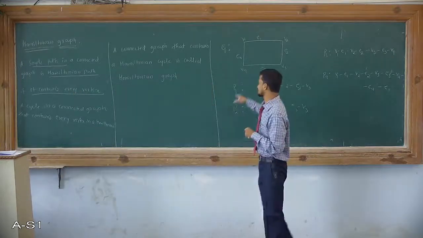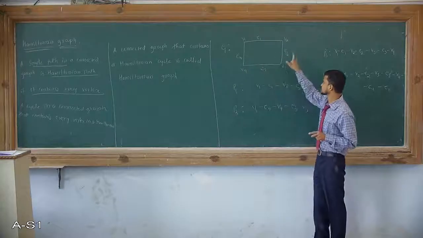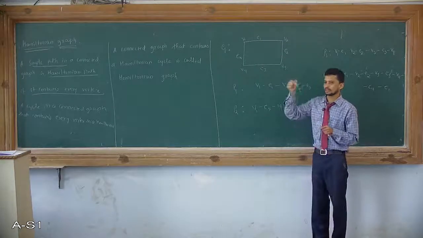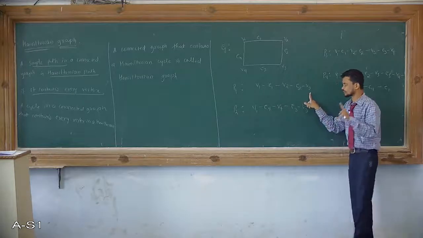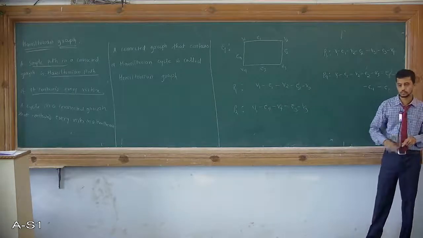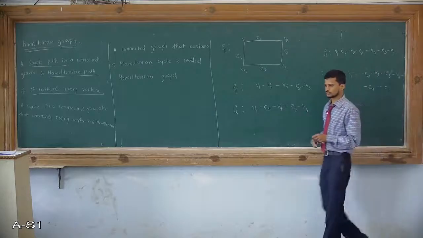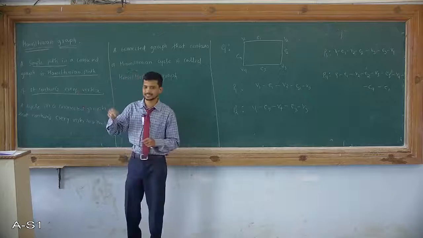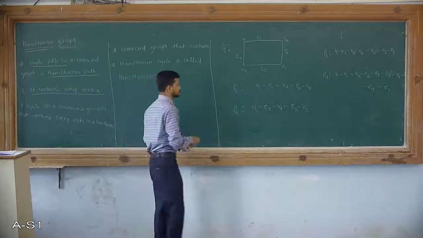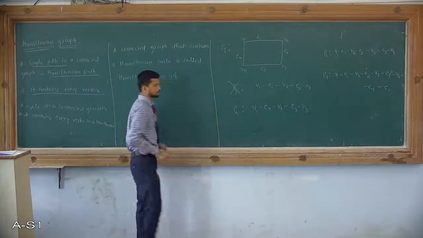How many vertices are there in this graph? There are 4 vertices, V1, V2, V3, V4. But how many vertices are present in path P1? V1, V2, V3 are the only vertices present in path P1. So V4 is missing here, which is a contradiction to the definition that every vertex is present in a path. So therefore, P1 need not be a Hamiltonian path.